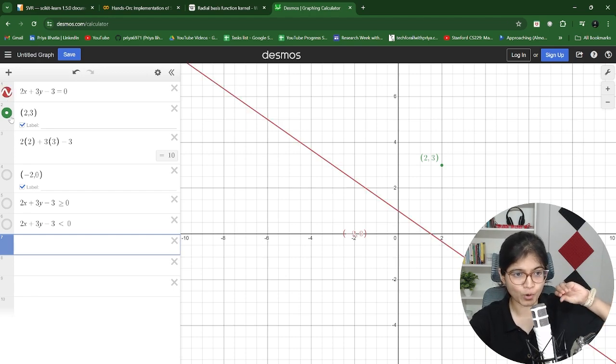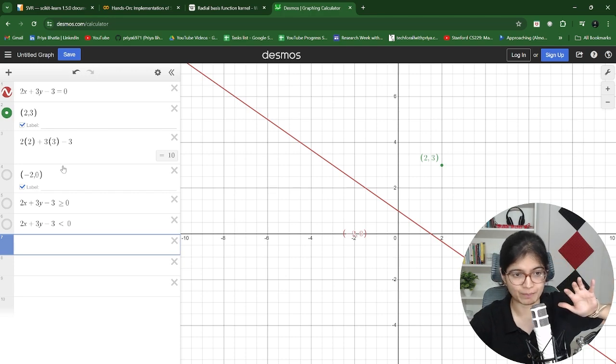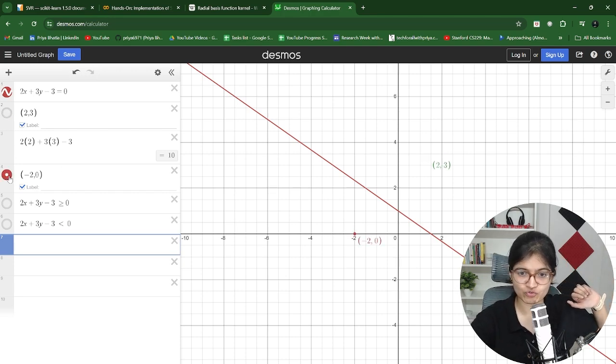Now, if the new point is 2, 3, it lies beyond that line, so it will be classified as a positive label. On the other hand, if you have a new point like minus 2, 0, which lies below that line, it is a negative class. It belongs to the negative component, right?